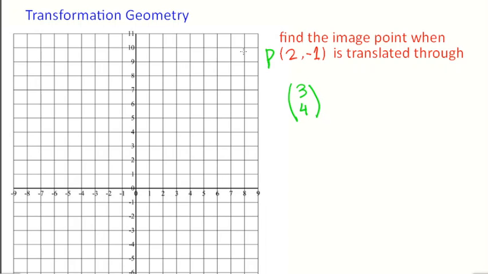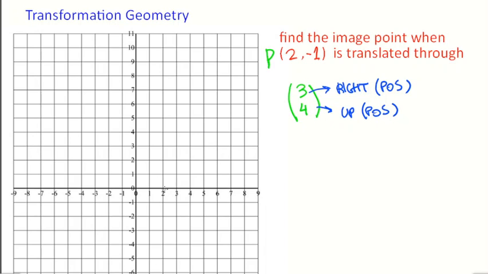So let's recap by doing a problem, a very simple one, the simplest it gets. Find the image point when the point P (2, -1) is translated through (3, 4). All right, so this is a vector, right? From this 3 here, you understand this is x and y. So this is how much we're going right or left. In this case, since it's positive, we're going to the right. And this vector here, it's 4, so it's up or down, but since it's positive, we're going up.